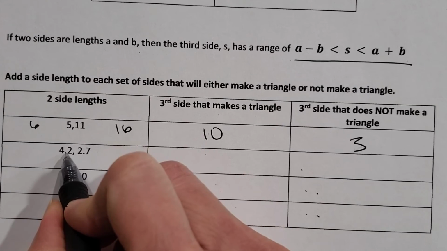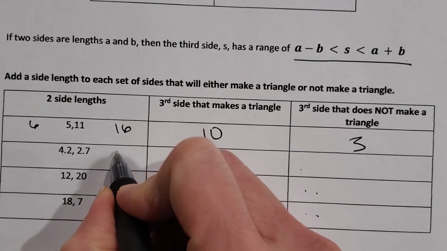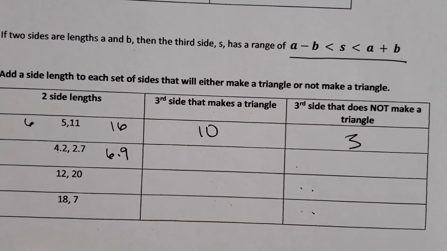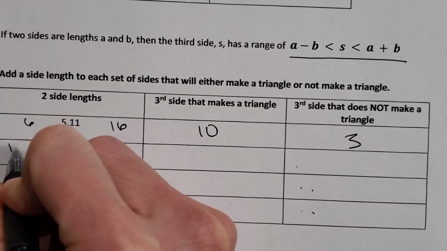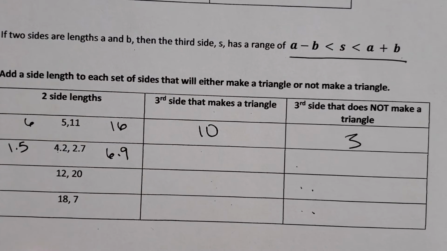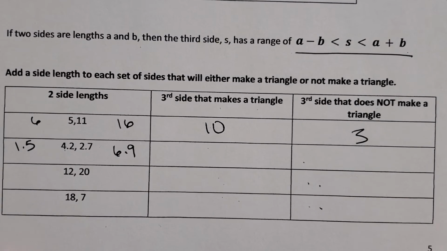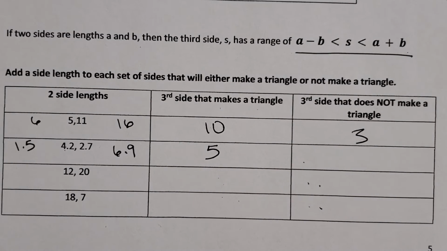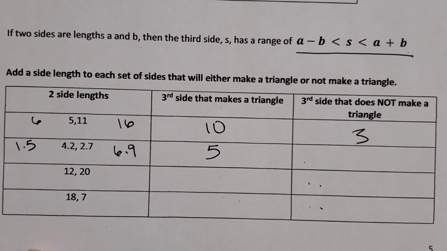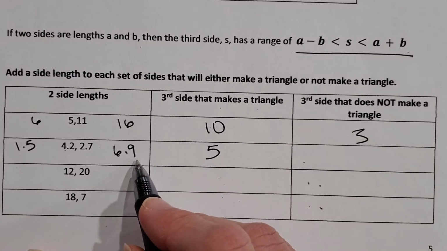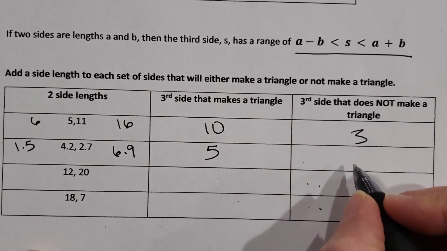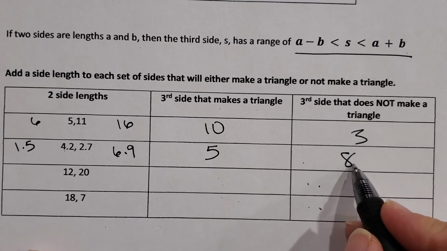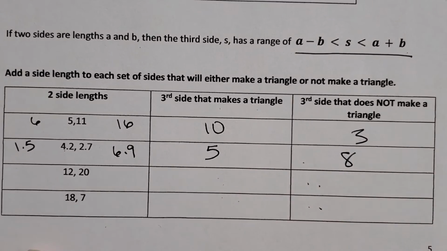This one right here: 4.2 plus 2.7. What do we have here? We have 6.9. If we subtract them, we get 1.5. So we have to pick a number between 1.5 and 6.9. Let's pick 5. It doesn't have to be a decimal just because those were. And then a number that is bigger than this or smaller than that. So I'll pick 8. That's bigger, so this won't make a triangle. And this one will make a triangle.